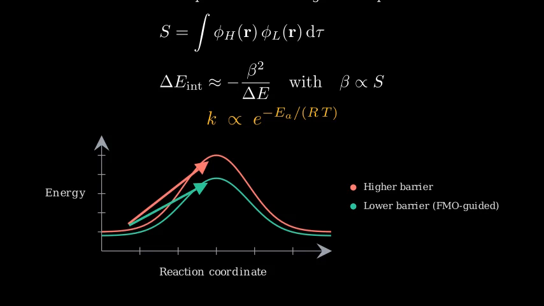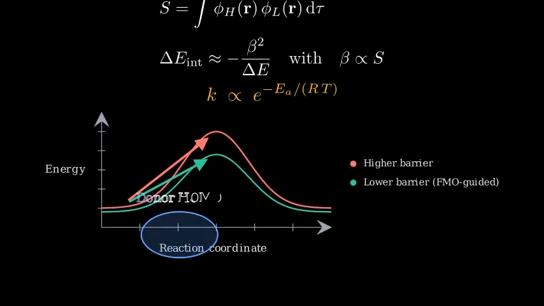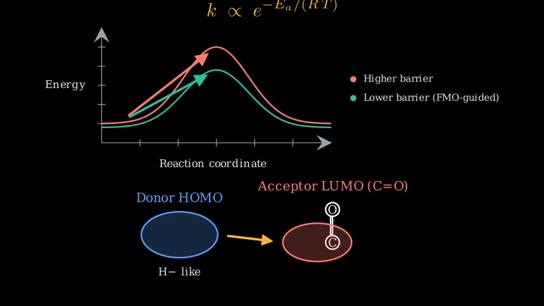A simple example idea: a hydrogen-like donor transfers into a carbonyl system by targeting the carbon-centered LUMO. Aligning the blue donor HOMO with the red acceptor LUMO increases overlap and lowers the barrier. This principle guides greener routes by enabling milder conditions and fewer byproducts.